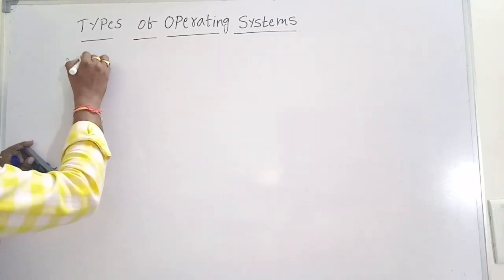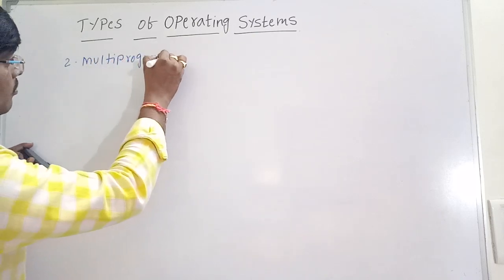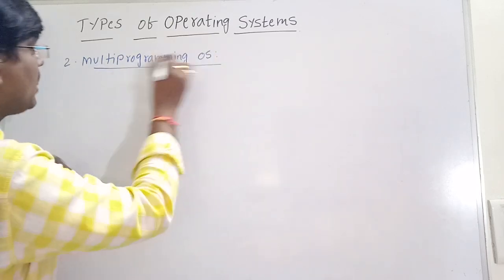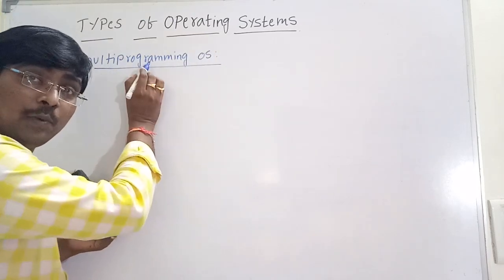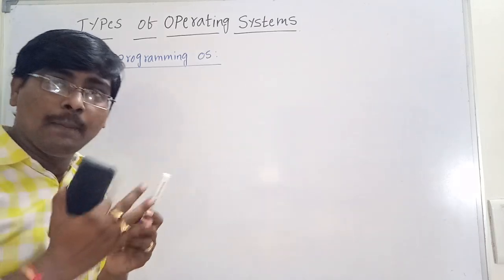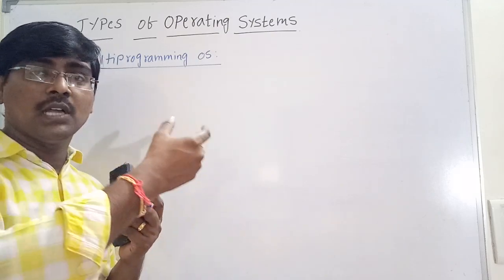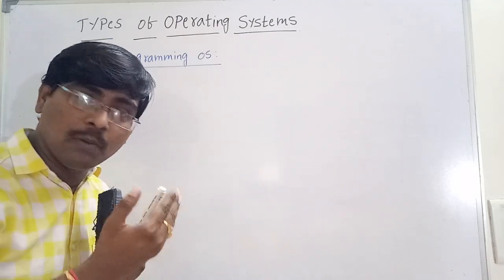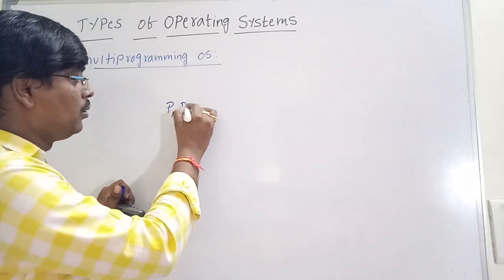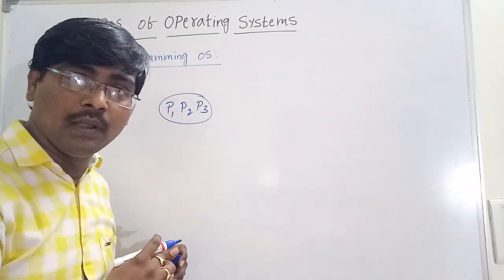Next we will move to multiprogramming. Multiprogramming, the name itself specifies multiple number of programs. That is how the operating system works. So multiple number of programs are loaded. For example, we have 3 programs, P1, P2, P3. Assume 3 programs are loaded into the memory.